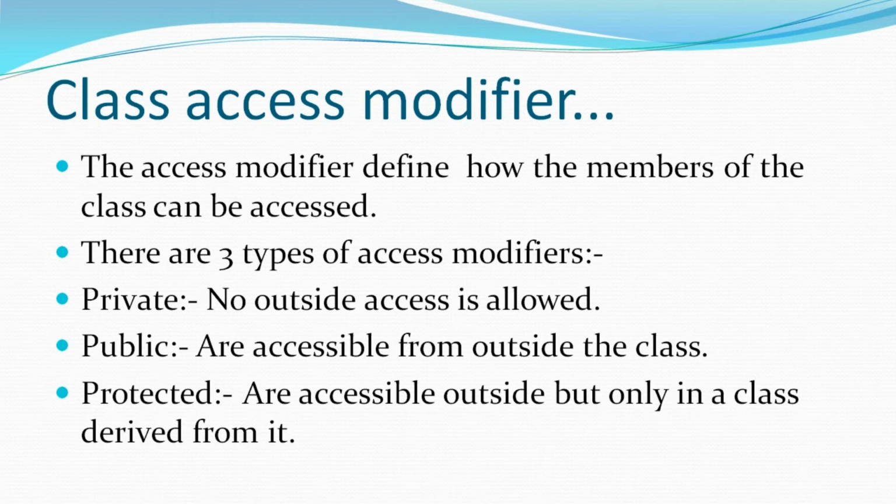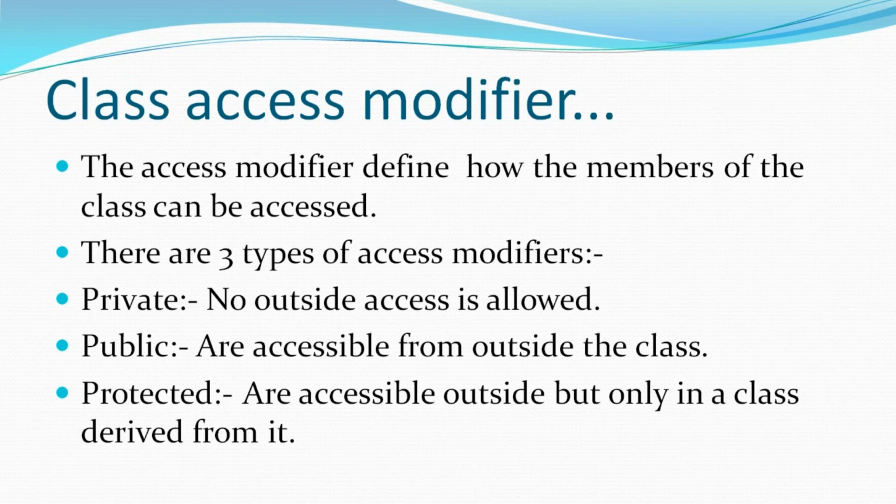What does private mean? Whenever we define any variable or function as private, it means the scope of that variable and member function will be limited to that class only. There will be no third-party access, so there won't be any outside access from any other object to that class. So that is private. Public means the functions and variables are accessible from outside the class.